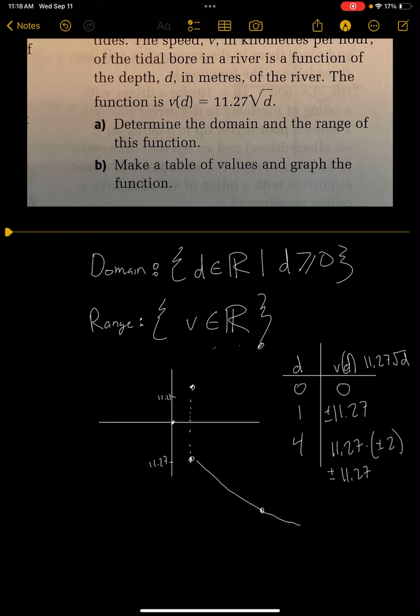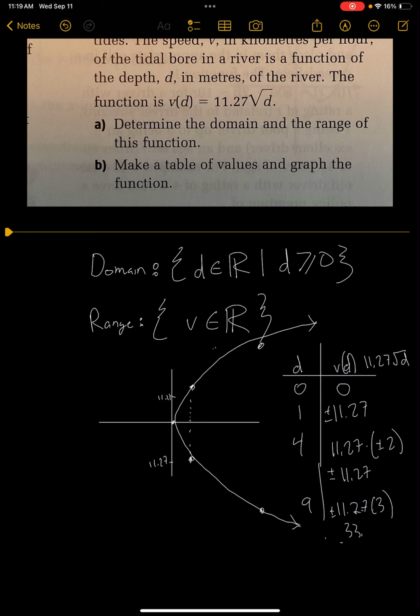So essentially what we're getting is kind of a parabola, okay? Kind of a compressed parabola along the x-axis. And basically this goes on forever. The next time this will hit will be 9, and this will be plus or minus 11.27 times 3, so about 33 point something.